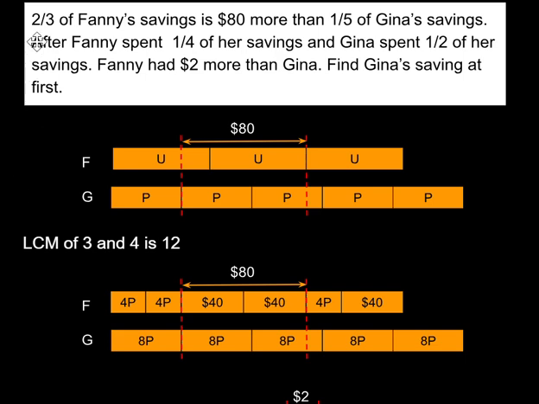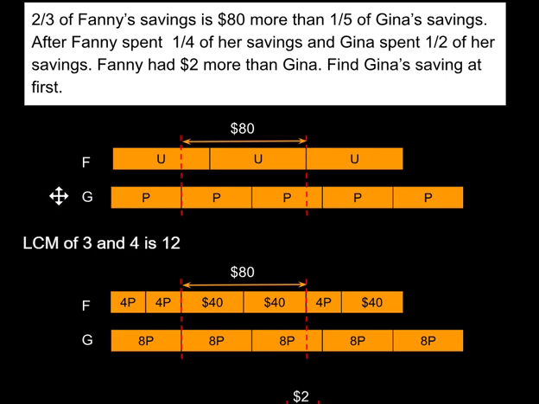Hi, let's look at this question together. 2/3 of Fanny's savings is $80 more than 1/5 of Gina's savings. After Fanny spent 1/4 of her savings and Gina spent half of her savings, Fanny had $2 more than Gina. Find Gina's savings at first.